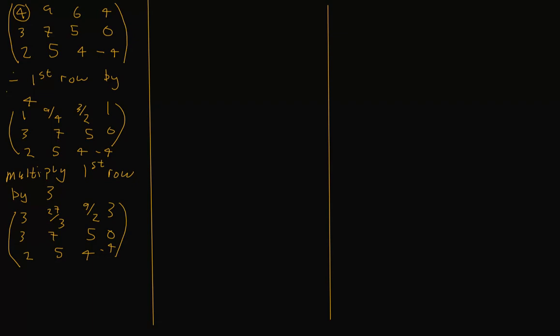Now we can start subtracting. We can subtract the first row from the second row and then start getting our zeros. That was the whole point of multiplying the first row by 3. So let's do that then. Subtract first row from second.